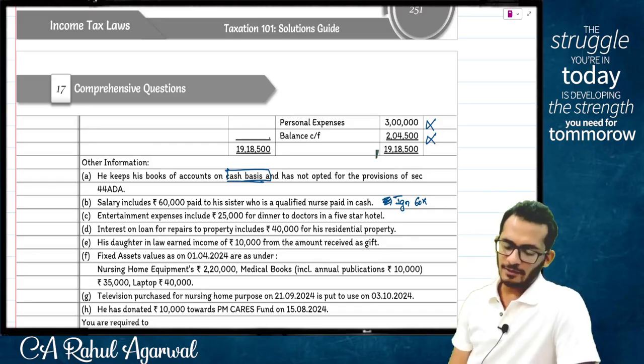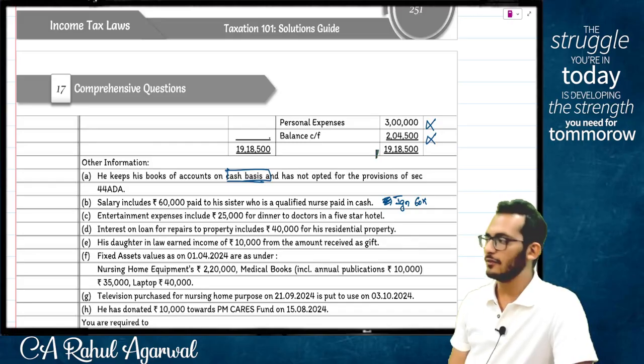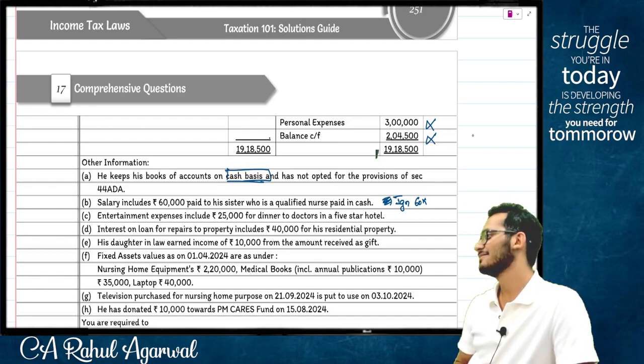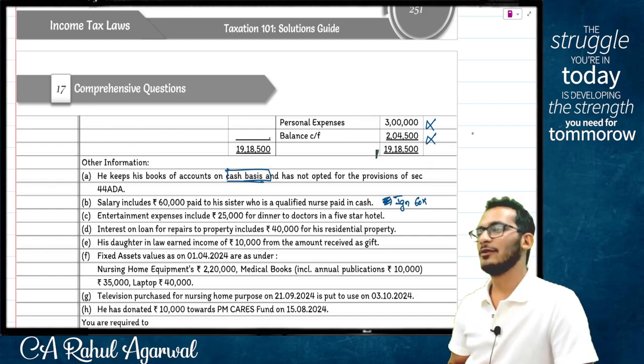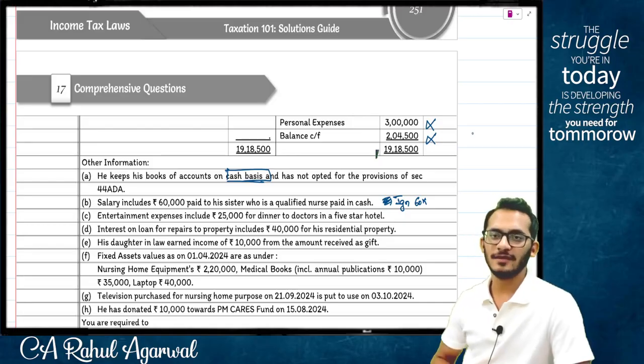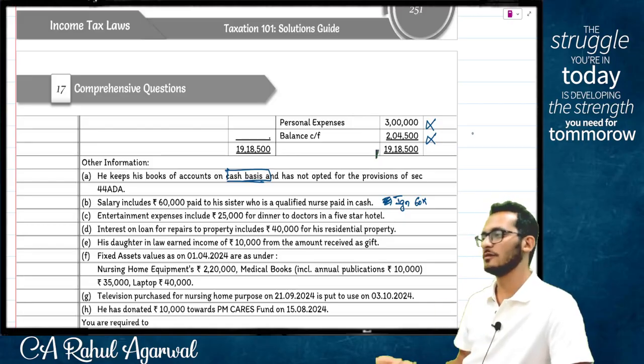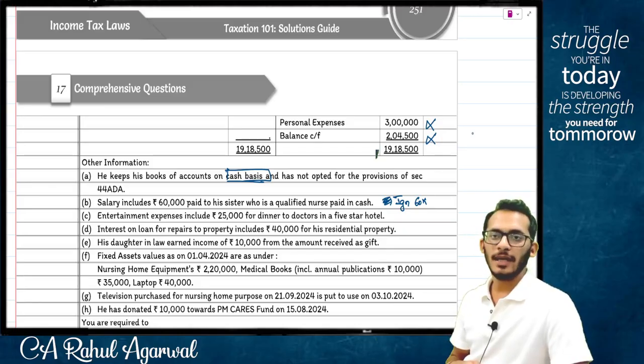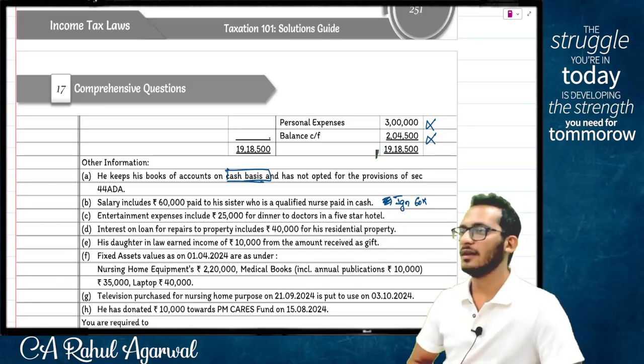Next, entertainment expenses include 25,000 for dinner to doctors in a 5-star hotel. Why? People, I would make an assumption it's a business expense. I'm a hospital. It's my job to keep my employees happy. My doctors are my employees and therefore allowed as deduction.